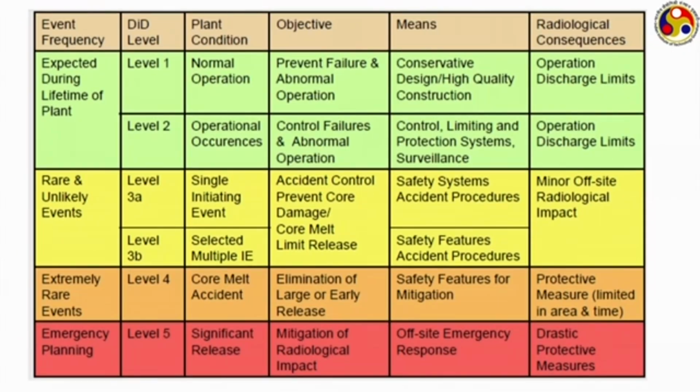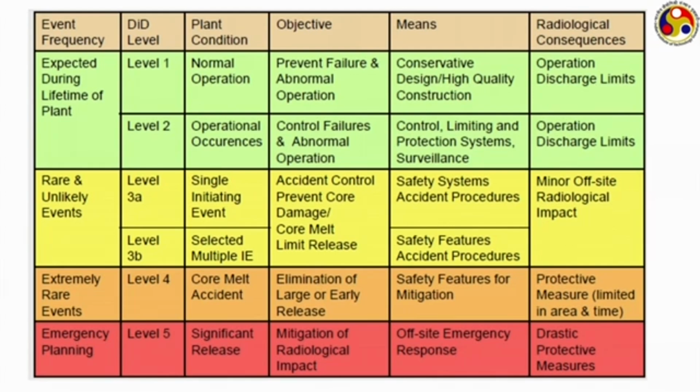Expected during the lifetime of a plant, we have those events which are expected during the lifetime of a plant. It falls under the level 1 category, and the plant can continue normal operation, and when it falls in the faulty zone, it comes under level 2 category, which also allows operational continuation. Second, that is the third level, is a very rare and unlikely event. It is mitigated by using the safety systems and accident protections.